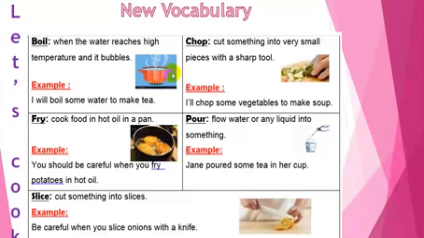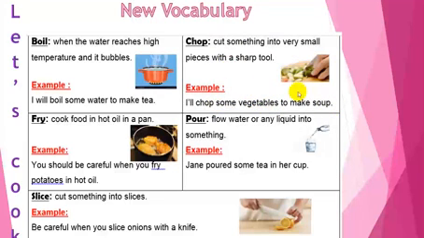Here the word chop. Chop is to cut something into very small pieces with a sharp tool. Like when you chop vegetables, when you chop onions, right? For example, look at this picture. He's chopping some vegetables, right? With a knife. I'll chop some vegetables to make soup.